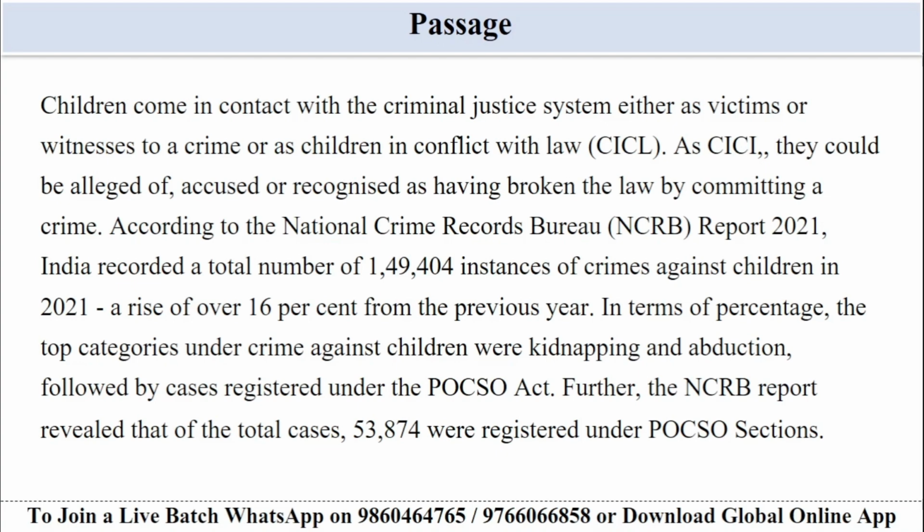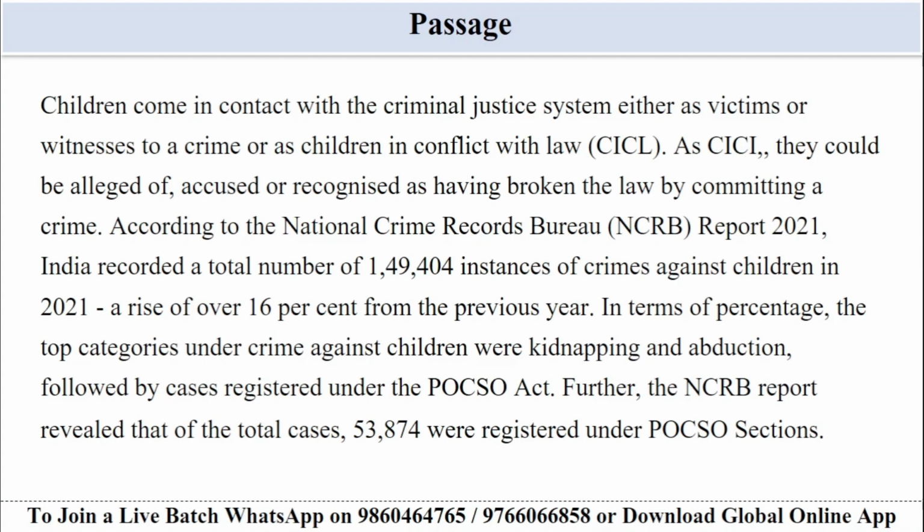Children come in contact with the criminal justice system either as a victim or a witness to a crime or as a child in conflict with the law, that is CICL. As CICL, they could be alleged or accused or recognized as having broken the law by committing a crime. According to the National Crime Record Bureau NCRB report 2021, India recorded a total number of 1,49,404 instances of crimes against children in 2021, a rise of over 16% from the previous year.